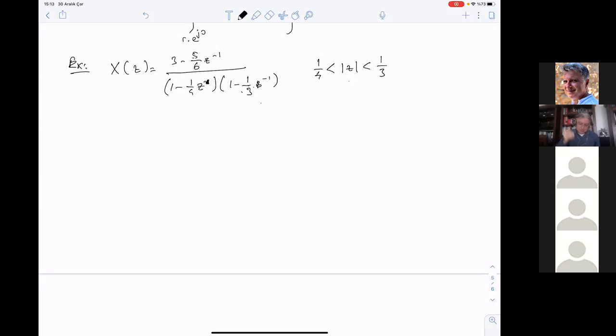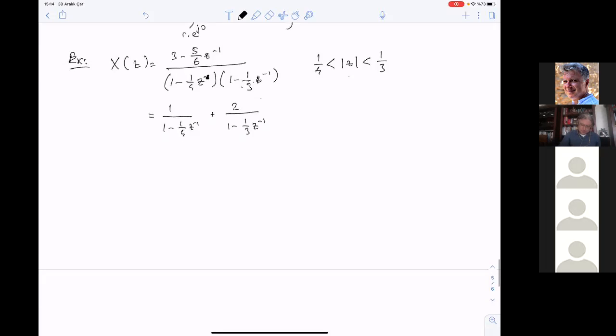left-hand sided solution. Now, I'm not going to the steps of this one. I will just immediately write the result of the first order components like this and this. You should be doing this by saying A over 1 minus 1 over 4 Z inverse plus B over 1 minus 1 over 3 Z inverse, and then find A and B from the equations, which may take some time, of course, but you will get this one.